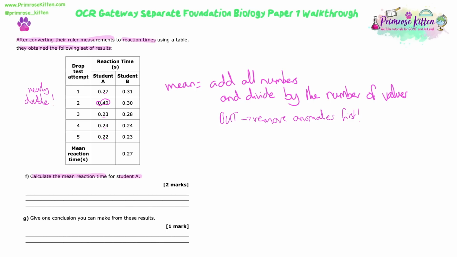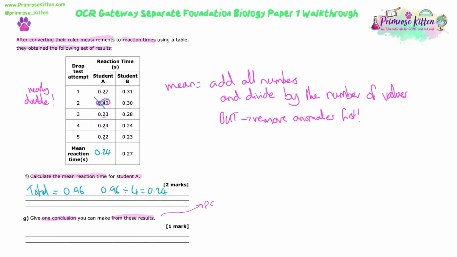I would say we remove that, and so then we calculate 0.27 plus 0.23 plus 0.24 plus 0.22. That gives us a total of 0.96. And then we're dividing it by 4 because we only had 4 values, so that gives us 0.24.